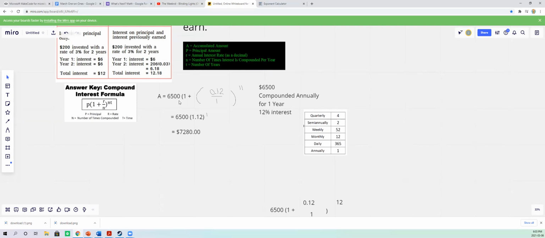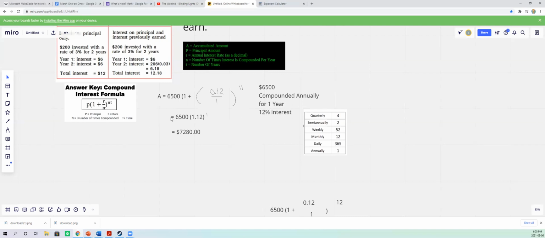A equals $6,500, which is our principal, our initial investment. In the brackets, it was 1 plus 0.12, which is 12% interest written as a decimal, and over 1, which is the N, which is the number of times interest is compounded per year. Outside of our brackets, we have 2 numbers. And the first number represents the N, which is the number of times interest is compounded per year, once, because it's annually, and annually is once. And T, the number of years, 1, because it's for 1 year.